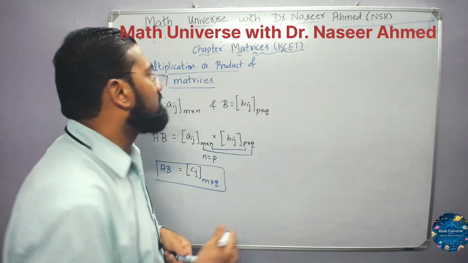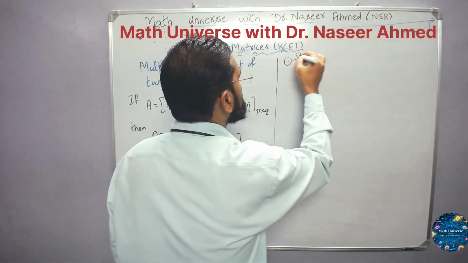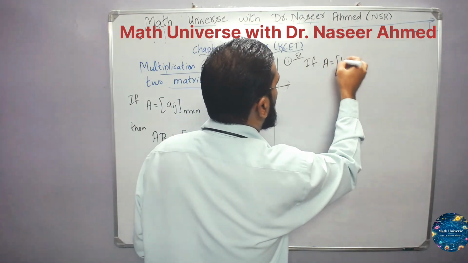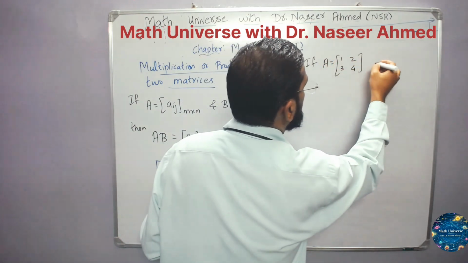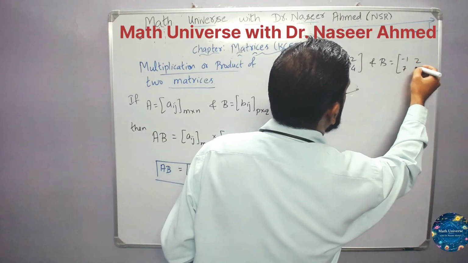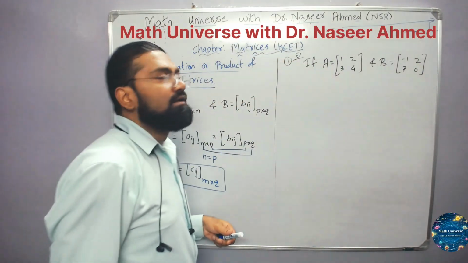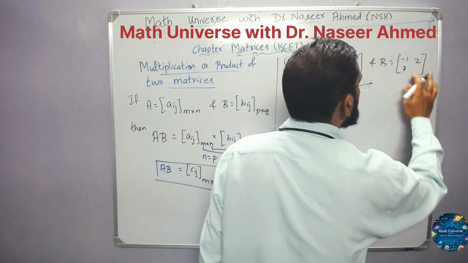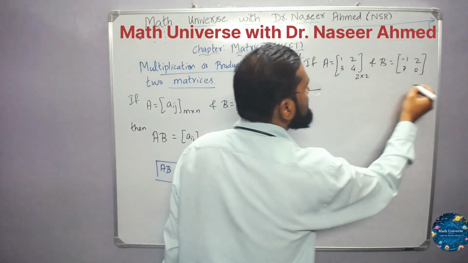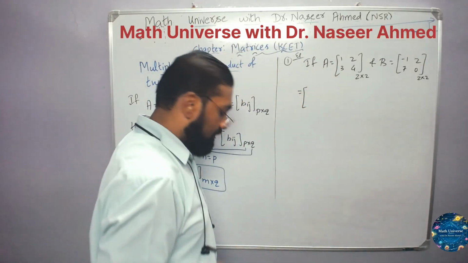I'll take both square and rectangular matrices. Example: matrix A is equal to 1 2 3 4, let's take first a square matrix, and B is equal to -1 2 7 and 0. Now the order of this matrix is 2 by 2, and this is also 2 by 2. Now I can think of performing multiplication.